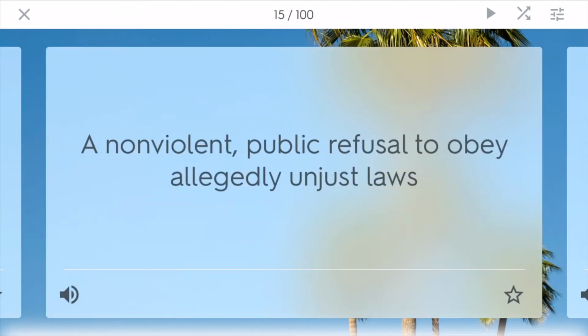Civil disobedience. This is a nonviolent public refusal to obey allegedly unjust laws. So in the US, Martin Luther King Jr. really practiced this to try to get rid of the discrimination from Jim Crow era laws in the 1960s.